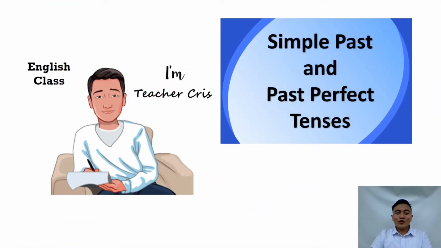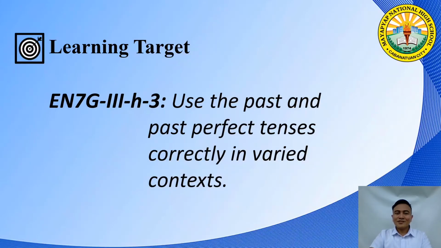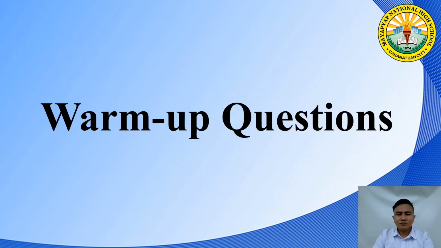And today, we are going to discuss the topic Simple Past and Past Perfect Tenses. This video tutorial is based on your learning activity sheet in English 7, Quarter 1, Week 4. So, bring out your learning activity sheet and turn your learner's module to pages 310 to 312. Our learning target for this session is to use the past and past perfect tenses correctly in varied contexts.